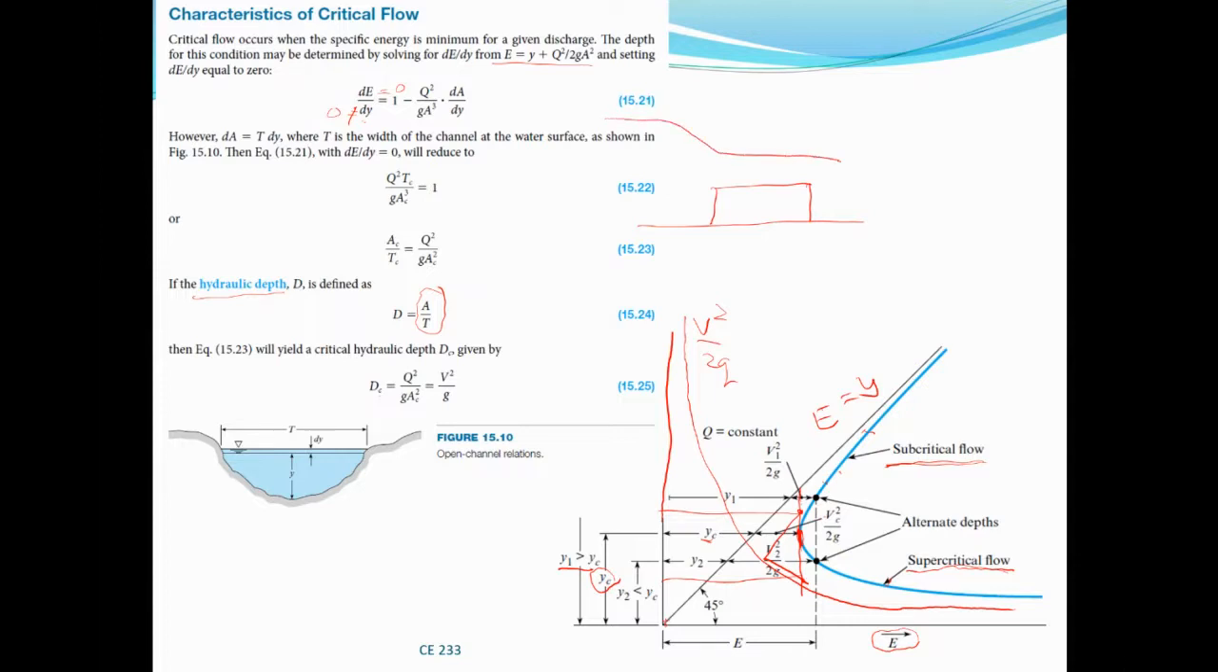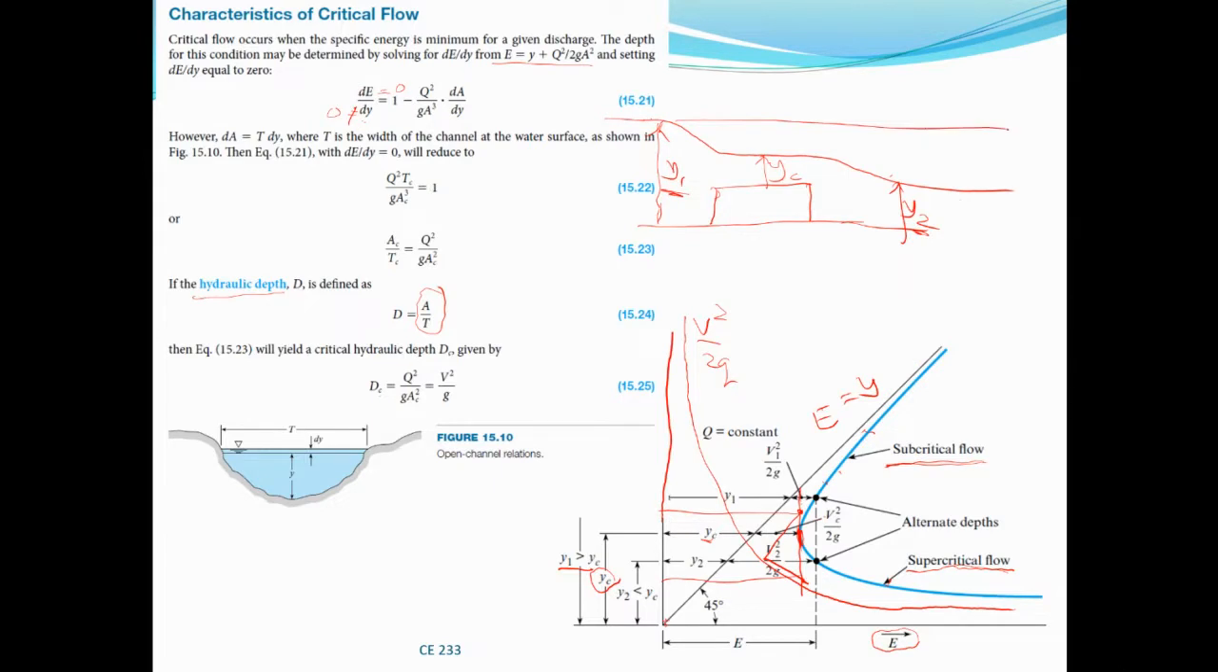So the flow will be like this, and here you have YC, and this is Y1, and this is Y2. This is subcritical depth, critical depth, and supercritical depth. The velocity is higher here. Okay, it is higher than here because of the reduction in cross section.